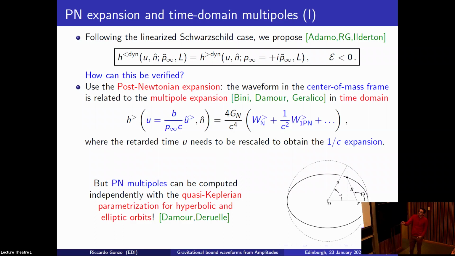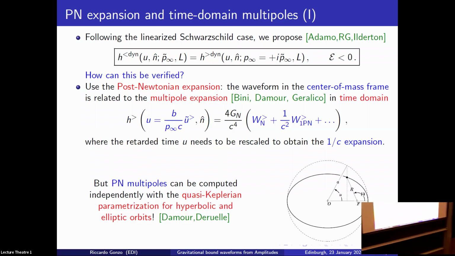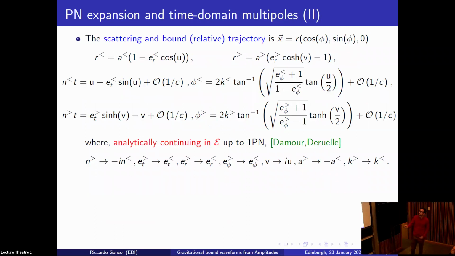And the interesting part is these multipoles can be obtained independently by the quasi-Keplerian parameterization that was found by, for example, Damour and Deruelle up to 1PN. So there is a completely independent calculation to check these things, and also to do it for elliptic orbits. So you just do it. And that's essentially what we do.